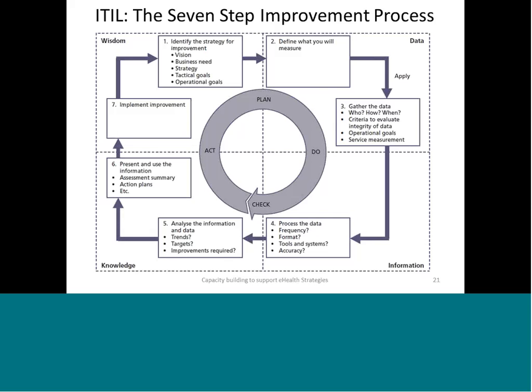But if you then break it down, as I was just doing on the previous slide, you can look at trying to work out what the strategy is to improve it, define what you're going to measure, get the data together, process it, analyze it, present it, make the implementations and improve it, and then reflect on what happened. So this is the classic plan, do, check, act cycle going round and round.